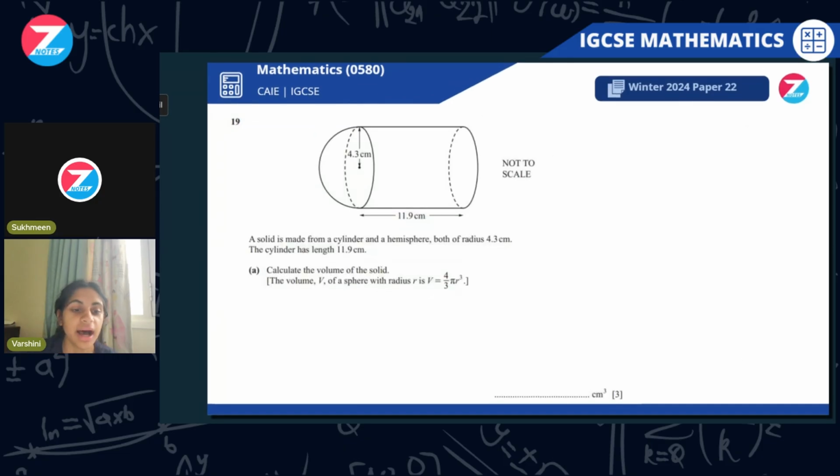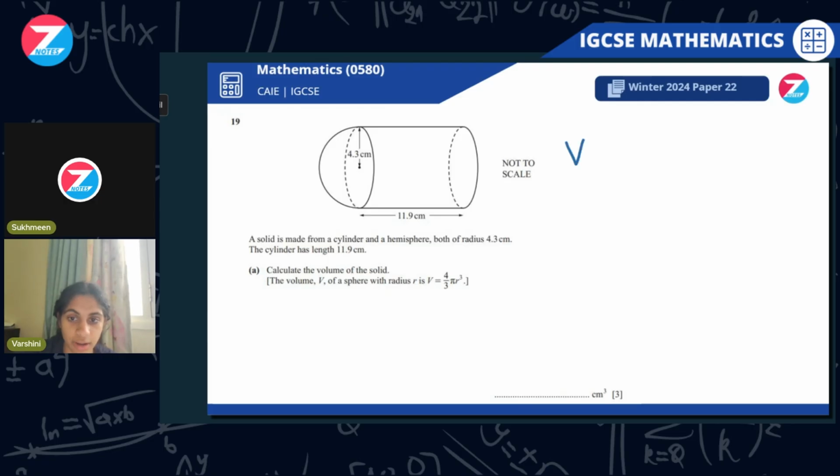Question 19. A solid is made from a cylinder and a hemisphere, both of radius 4.3 centimeters. The cylinder has a length of 11.9, this much. Calculate the volume of the solid. So they've given us the volume of the sphere over here, and we know this is a hemisphere, which is half a sphere. So it's going to be half this volume.